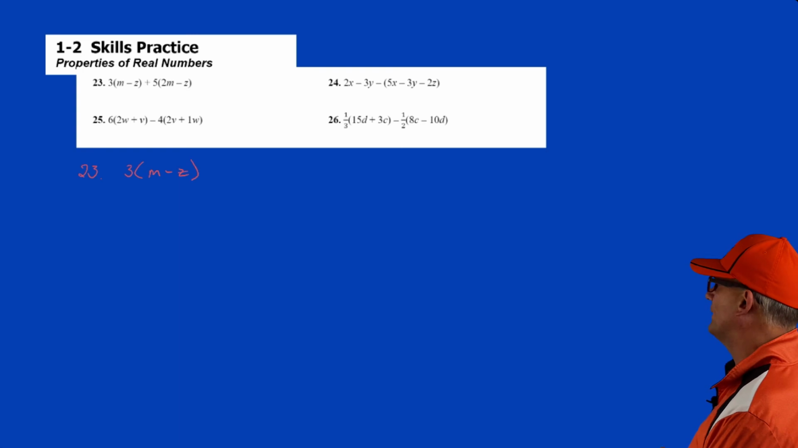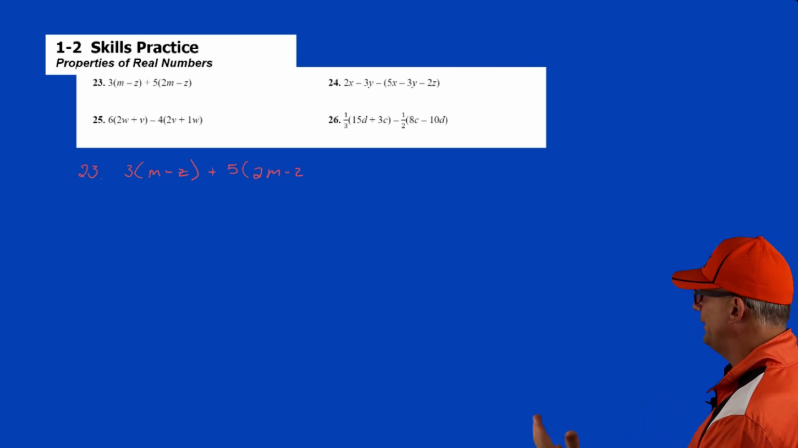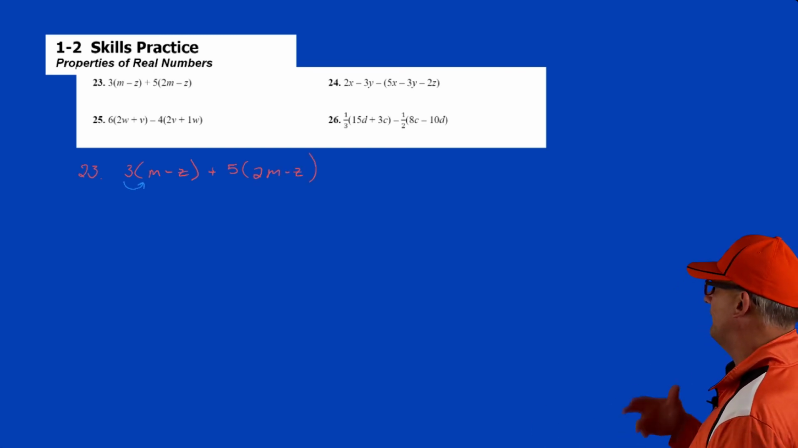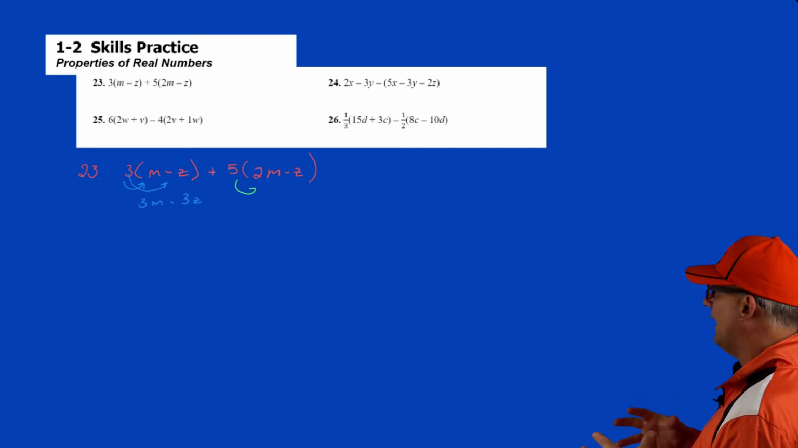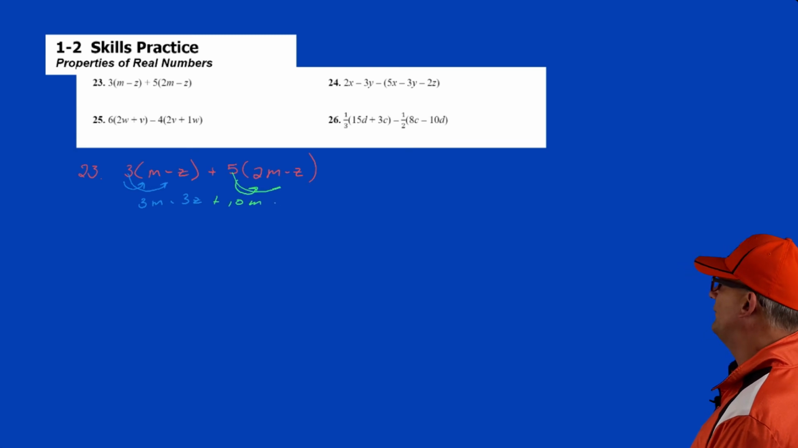Now we're going to do a little multiplication and then combine like terms. So we're going to distribute first and then combine like terms. So 3 is distributed, you get 3m minus 3z. Then we're going to distribute the 5, you get 10m minus 5z. And obviously, you're going to combine the m's with the m's and the z's with the z's. Pretty straightforward. All right, so when we do that, what do we have? We have 13m, right? And negative 6z. I'm sorry, not negative 6z, negative 8z.